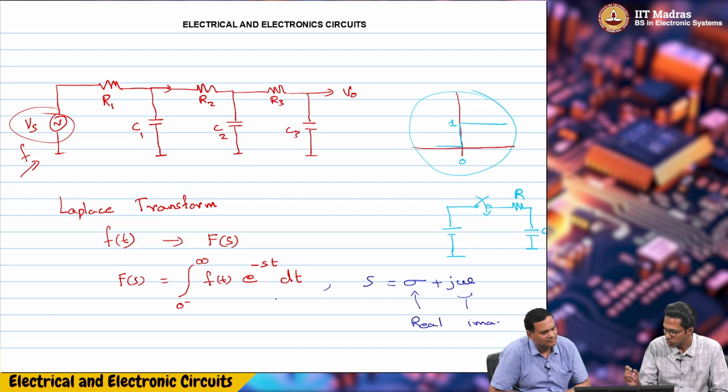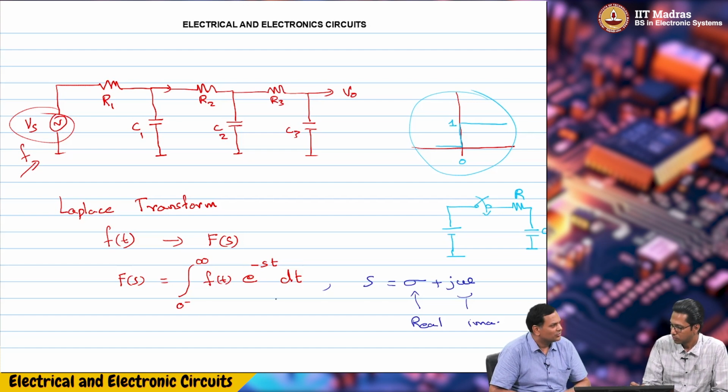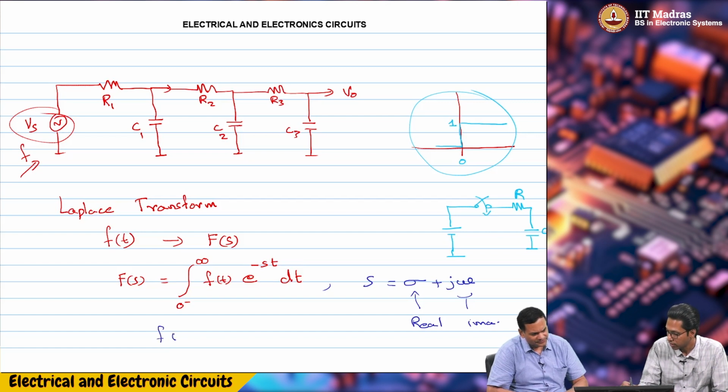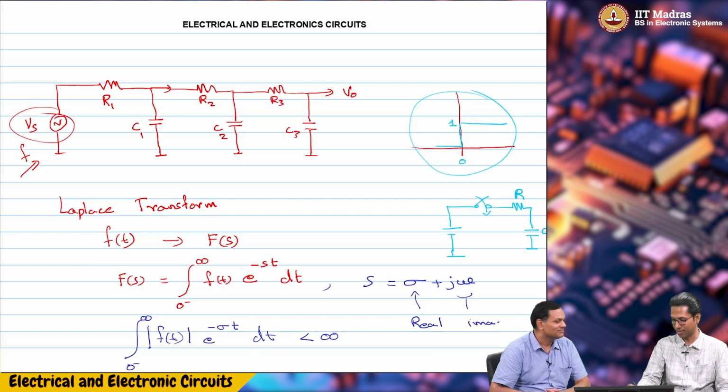And for this, I think there is also some condition for a signal f of t to be transformed into Laplace domain. I think there is some condition using the magnitude of the function. Yes. So what it says is the magnitude of f of t, you integrate from 0 minus to infinity, times e power minus sigma t dt, should not be infinite. It should be less than infinity, finite.